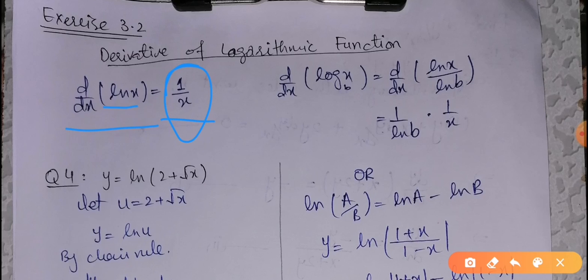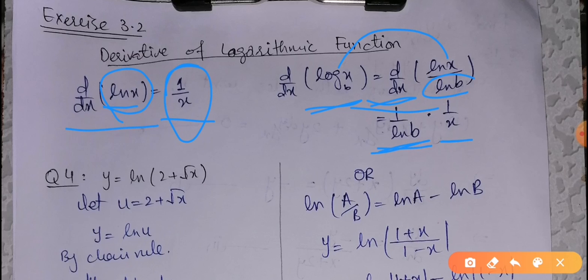And when we have some other base, because we know that the base of ln of x is e, so when we have some other base, that is log of x with base b, we can change the base by using the result that this will be equal to ln of x over ln of b. So when we take the derivative of this function, we know that ln of b is a constant, so it will be taken out as it is, and the derivative of ln of x is going to be 1 over x. So whatever the base is, in the derivative we are going to use 1 over ln of b into 1 over x.